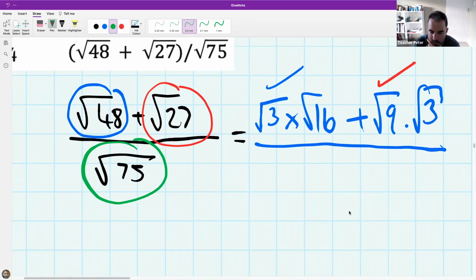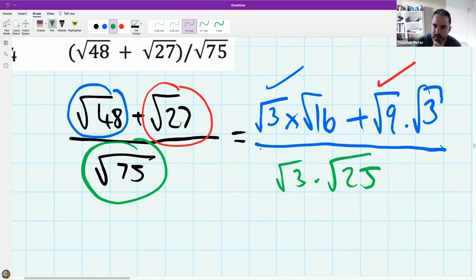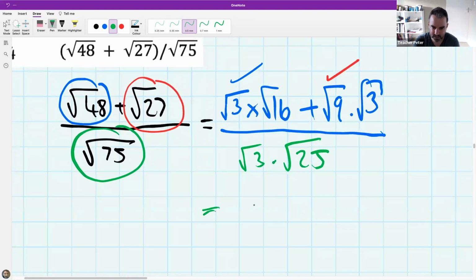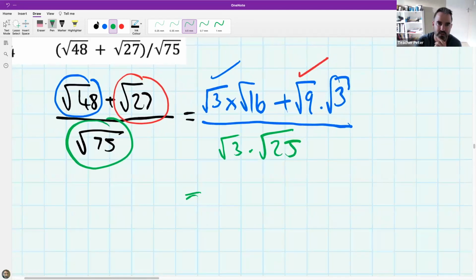So we have, I think, 25. So square root 3 times square root 25. Now, what is my final answer going to be? Remember, we're not allowed to use calculators in this section. We have to work through this. So I'll give you a moment or two to find an answer for this.